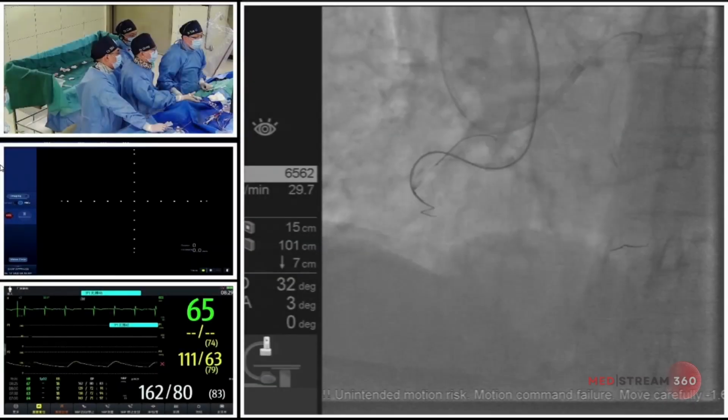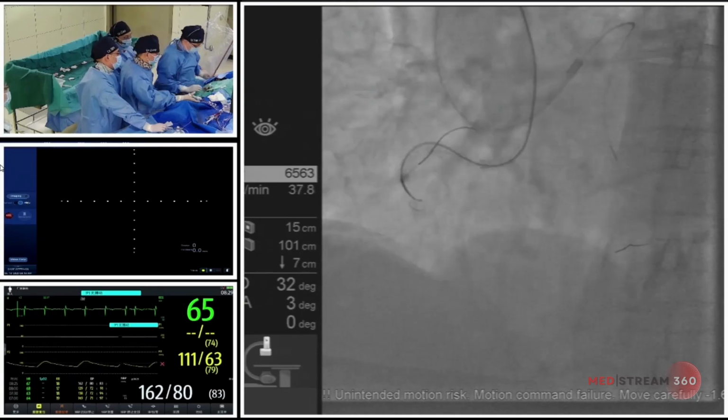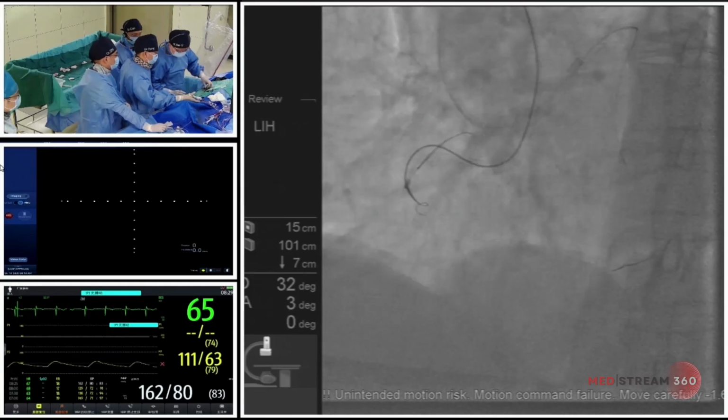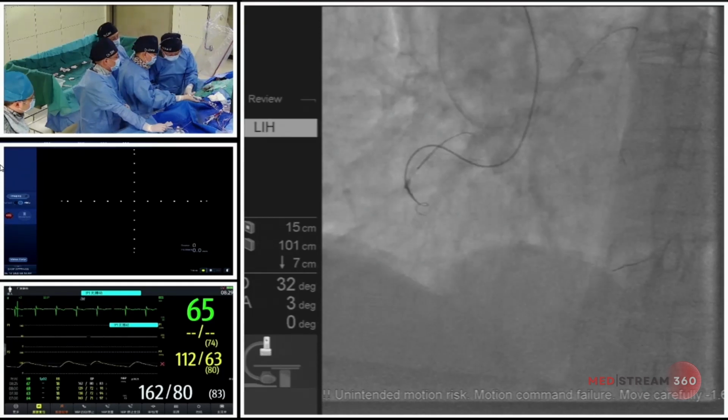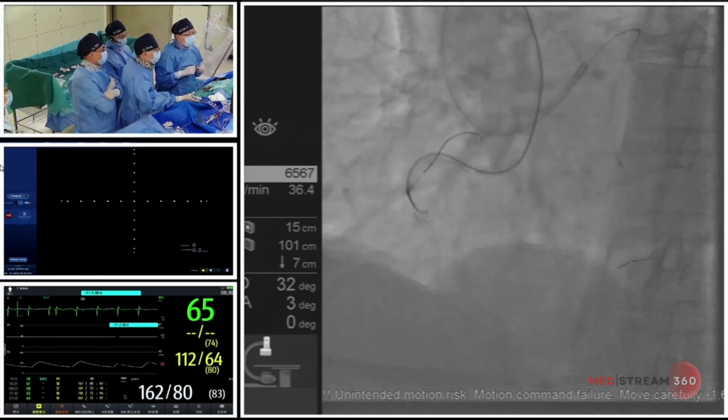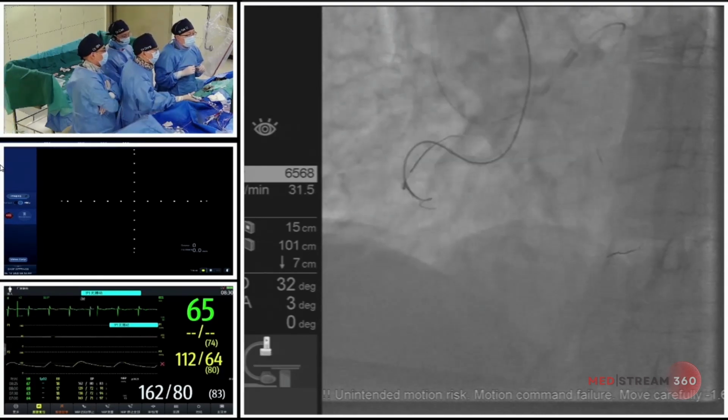Now we can see that Professor Lee has changed the antegrade wire to attempt to go from the antegrade, because we just tried the retrograde, but the microcatheter has some resistance in passing through the septal collateral.